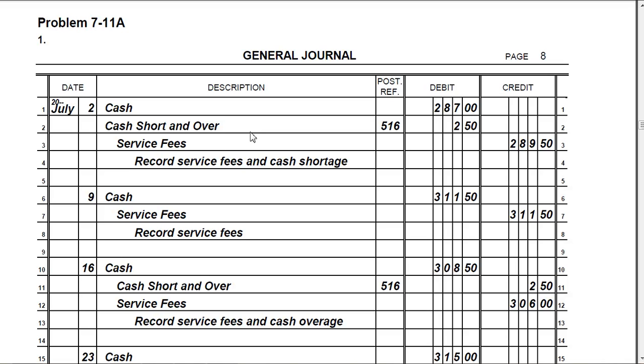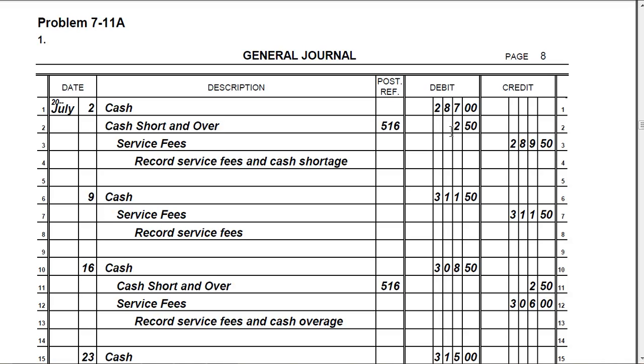So the first thing we have to do, taking a look at July 2nd, is our actual cash count is $387, but if we subtract out the 100 change fund that we need to leave in our register to start the next day, we actually have an actual cash counted of $287. So we're going to debit our cash account for $287, and then we're going to credit our revenue account from the cash register receipt amount for the $289.